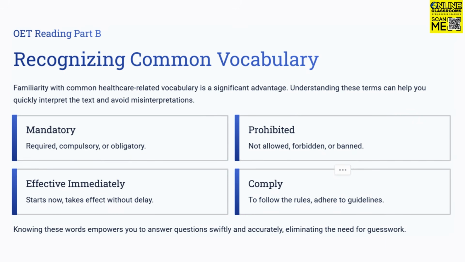Recognizing common vocabulary. In hospital communication, you'll often see words like mandatory equals required, prohibited equals not allowed, effective immediately equals starts now, comply equals follow the rules. Understanding these words can help you answer quickly without guessing.